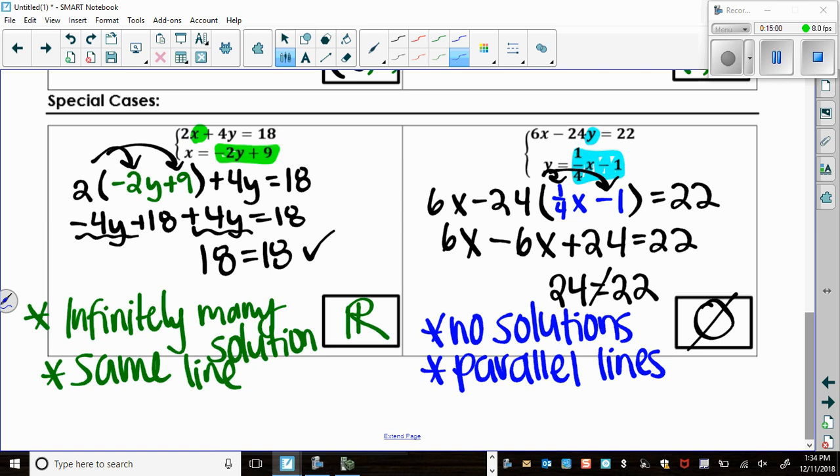Just make sure that you are isolating your variables if you need to. If not, you may use either the elimination method or the graphing method.